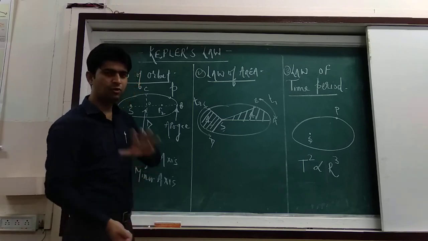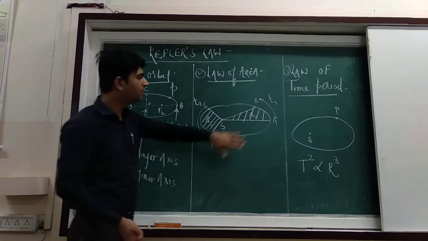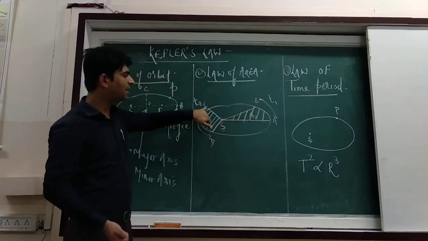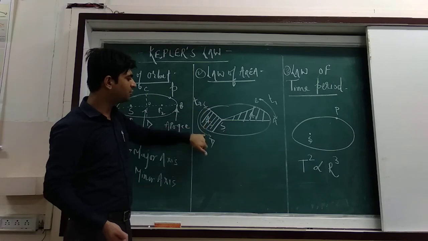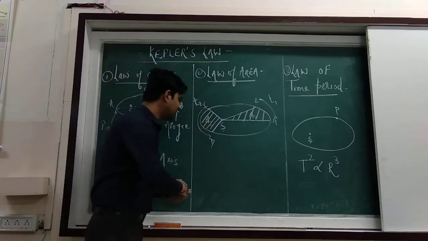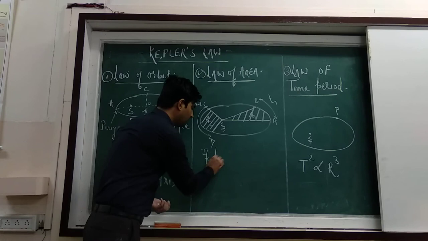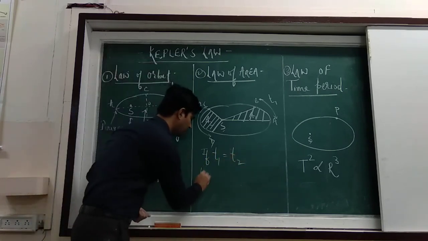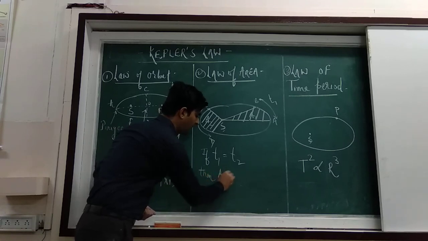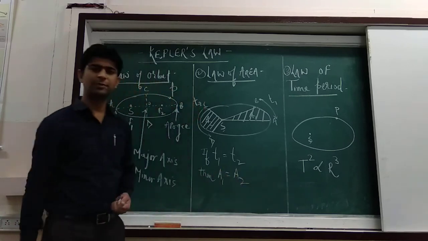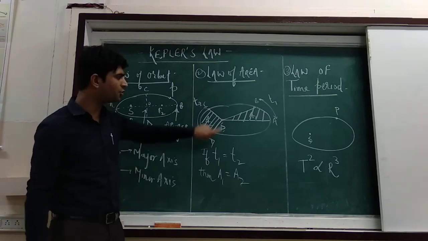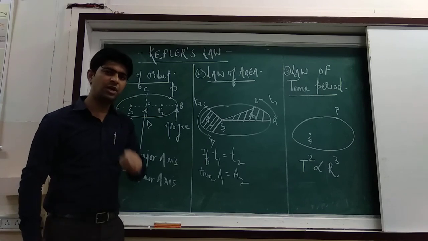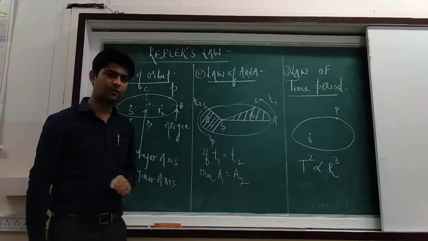If the time taken to move on the orbit from point A to point B is the same as the time taken to move from point C to D, that means if T1 is equal to T2, then A1 should also be equal to A2. That means the line joining the sun and planet sweeps out or covers equal area in equal intervals of time.